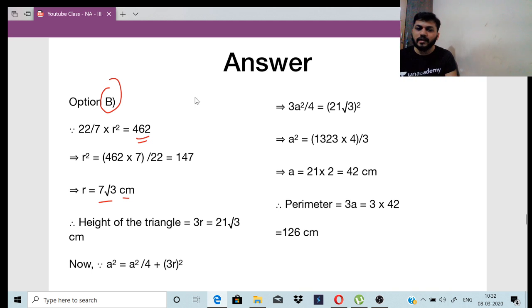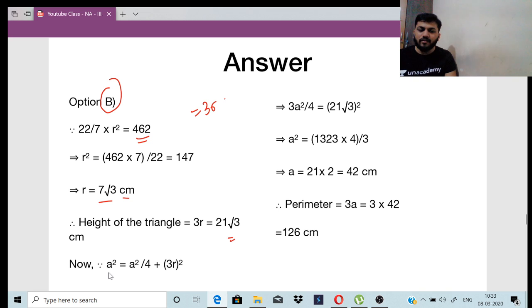So height of the triangle. What is the height of the triangle? Height of the triangle is 3r, right? It is inscribed inside the triangle. So height of the triangle will be 3 into r, 3 into radius. So 7 root 3 into 3, it will be 21 root 3 centimeter.